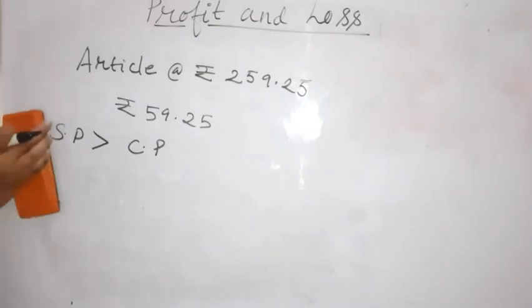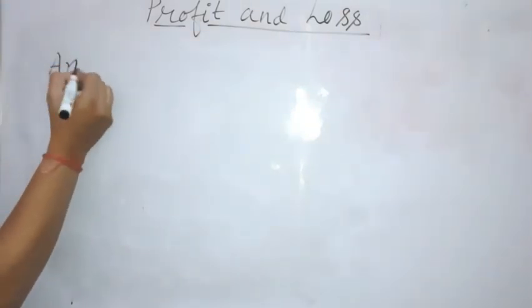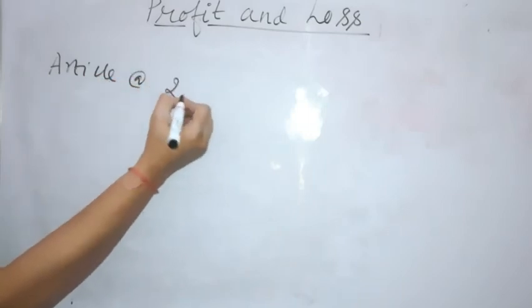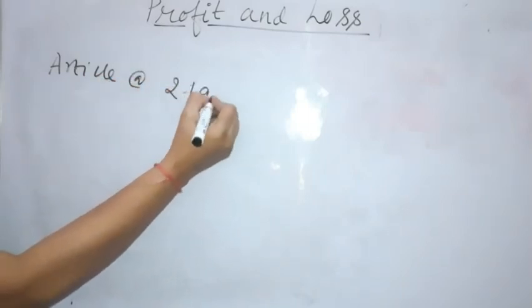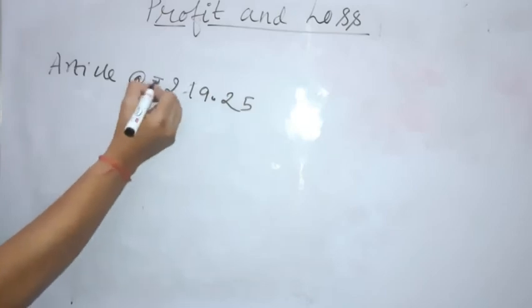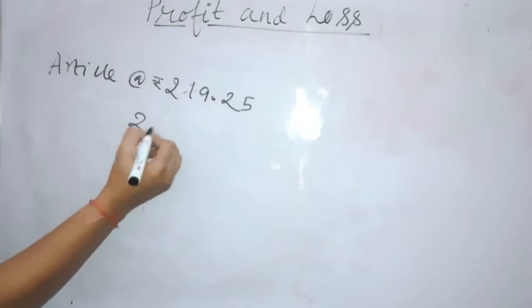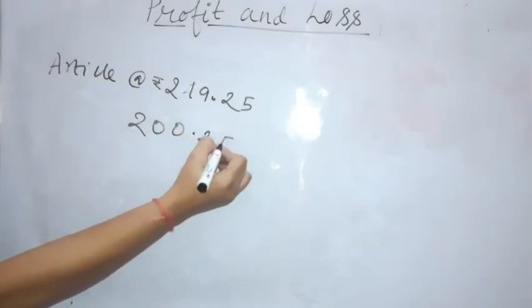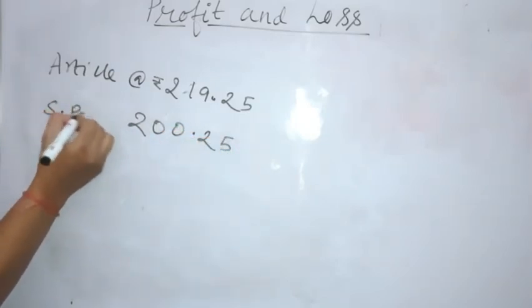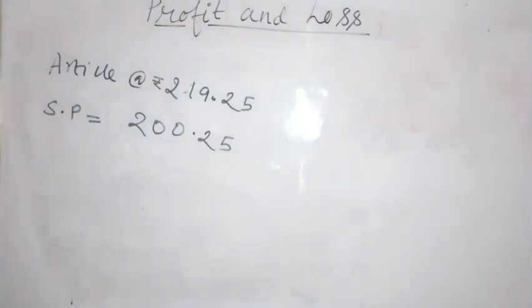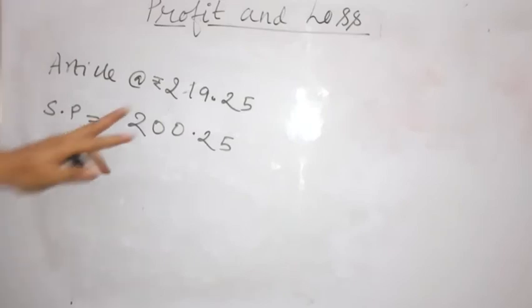Now I am going to discuss the condition of a loss. Loss, for example, a shopkeeper has purchased an article at rupees 219.25, and he has sold that particular article at rupees 200.25. This is the selling price. So what has the shopkeeper gained or lost? Is there any profit or is there any loss? There is a loss of rupees 19.